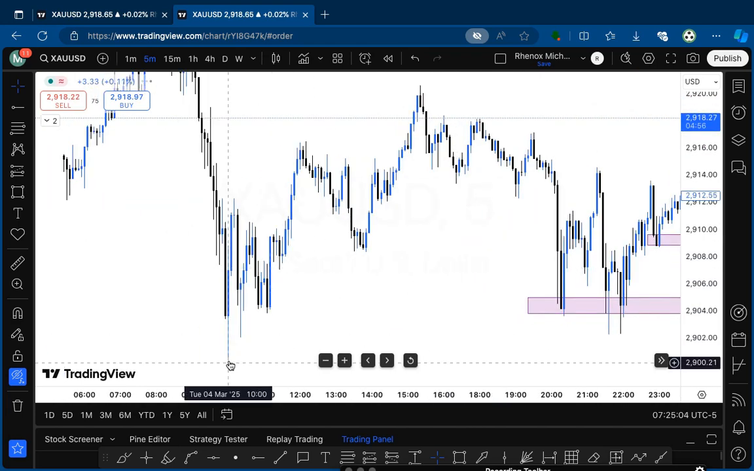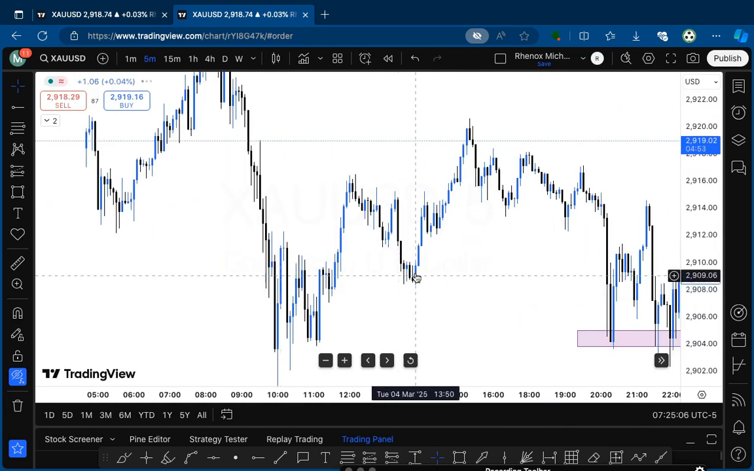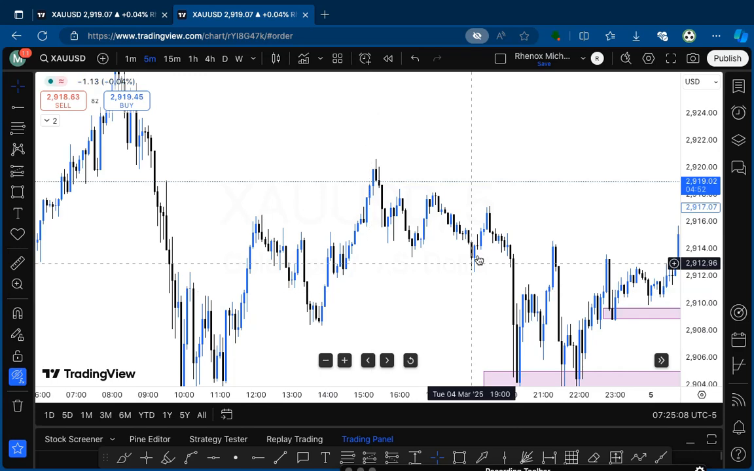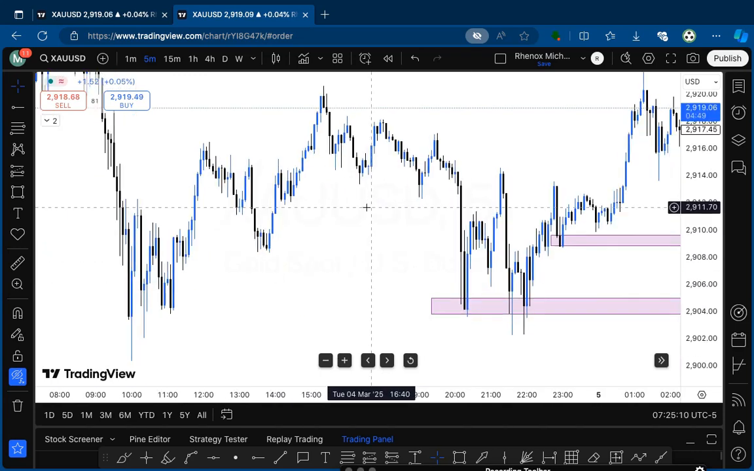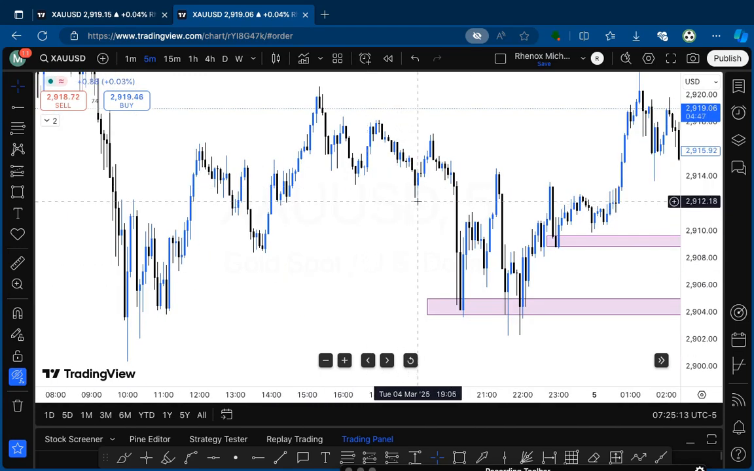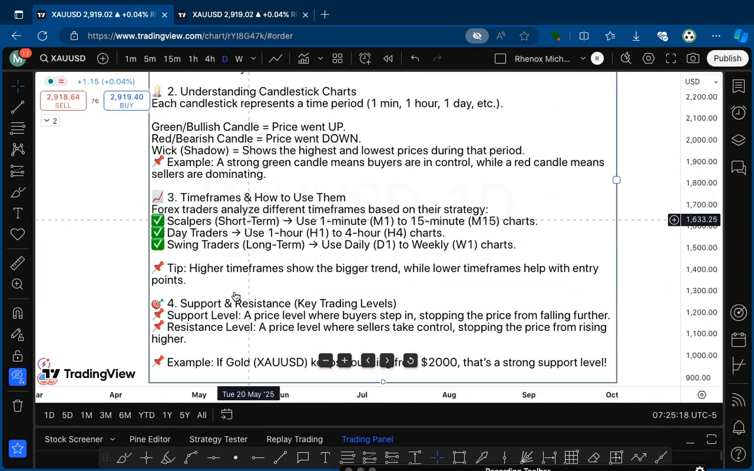Support, this is another support down here. This is another support here. This is another support here. Support is basically the lows before we had the buys. You understand? So then, resistance level.